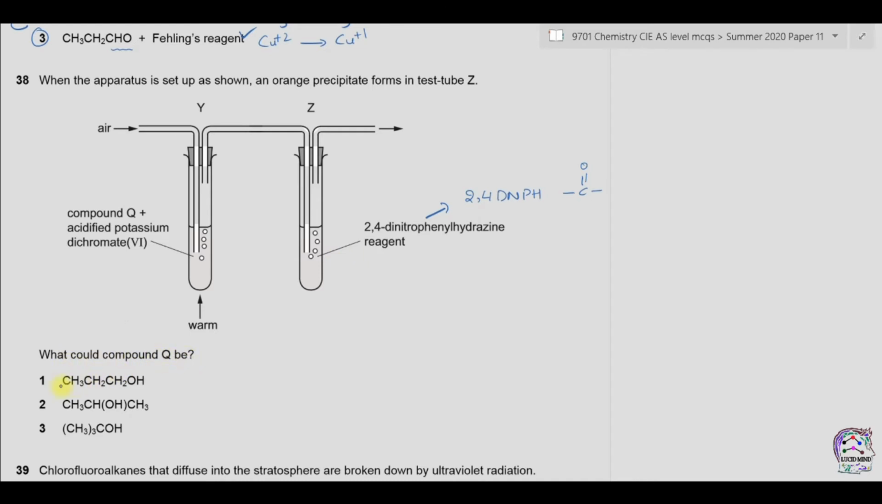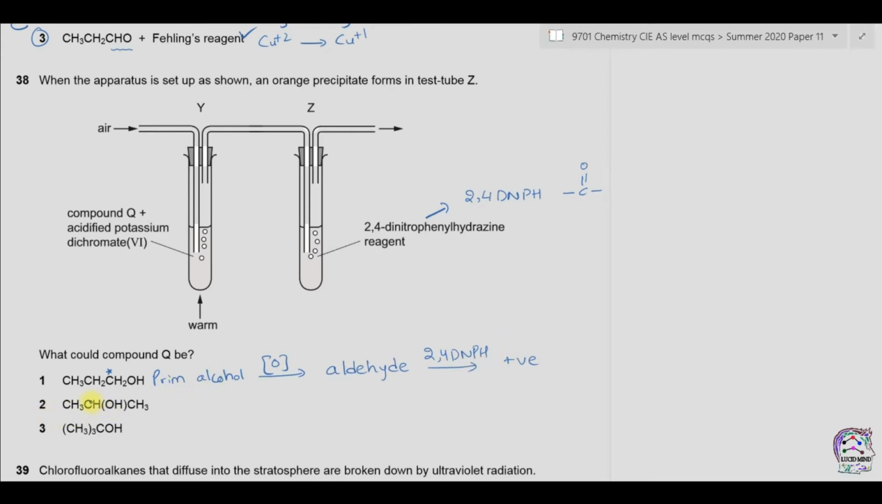What could compound Q be? Number 1, this is an alcohol. We can see that this carbon is only attached to one other carbon atom, so it is primary alcohol. Now when passed through test tube Y, primary alcohol converts into aldehyde, and then when passed through the second test tube it gives positive result with 2,4-DNPH because of the presence of carbonyl carbon.